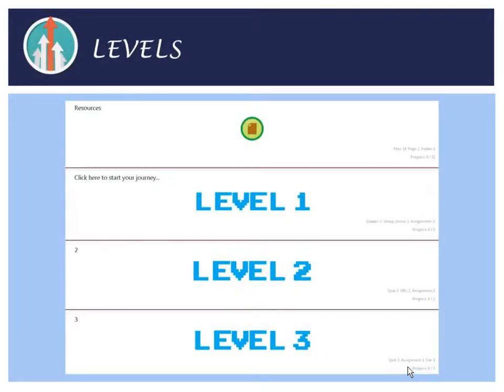So in the game, we have levels. We have resources firstly. So within the resources, I've placed the PowerPoint slides. I've placed all the information and instructions that they need in order to play the game, or to understand what is required from them in order to play the game.